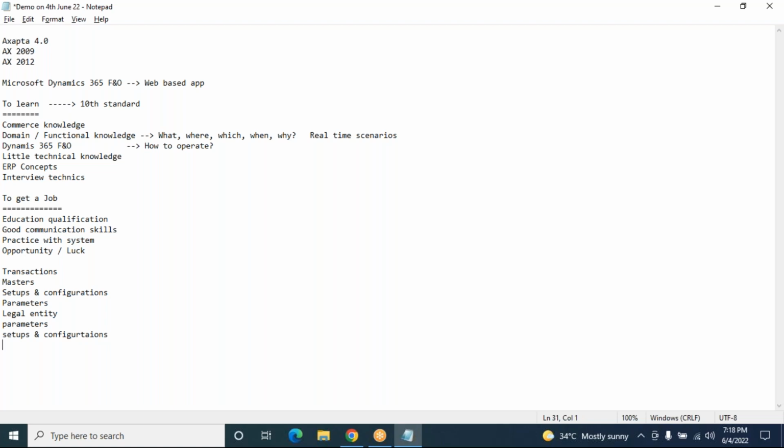Then here, masters and then transactions. First I need to teach you one by one, an introduction about this one. Then it is equal to a sample project. So this is what I am teaching first, and reverse. Actually your task is this one only.